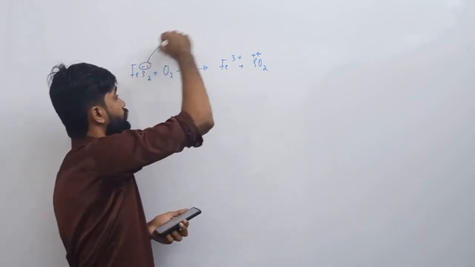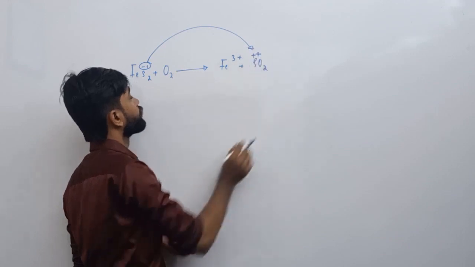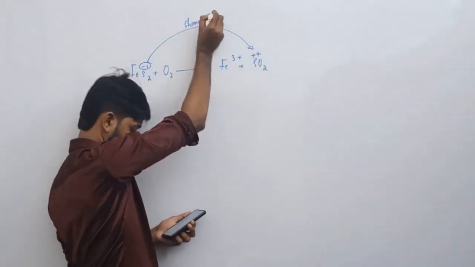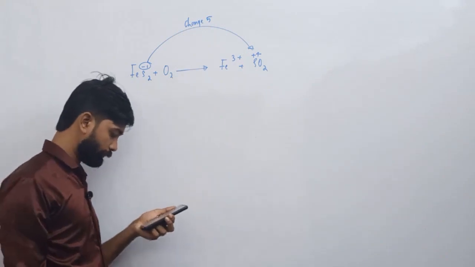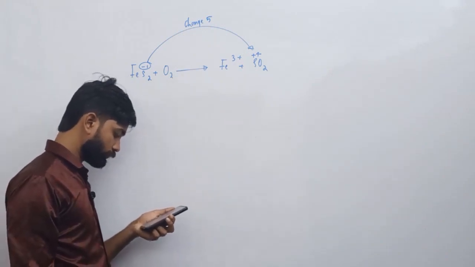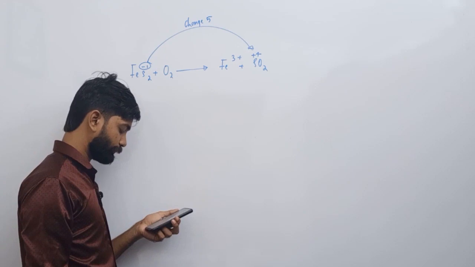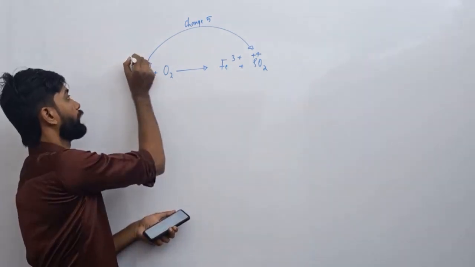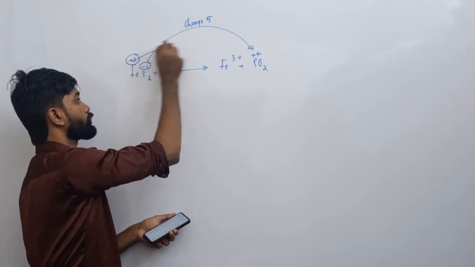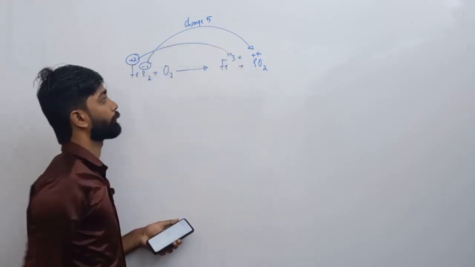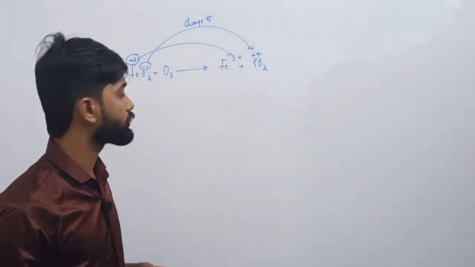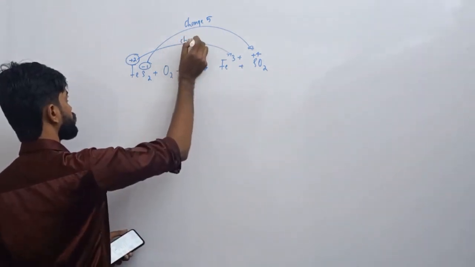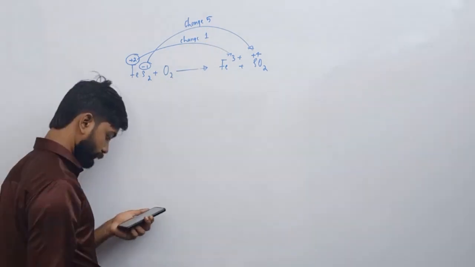So what is the change? The change is 5 for sulfur. What about iron? It is from +2 to +3. The iron changes its oxidation state from +2 to +3. So what is the change? The change is 1.